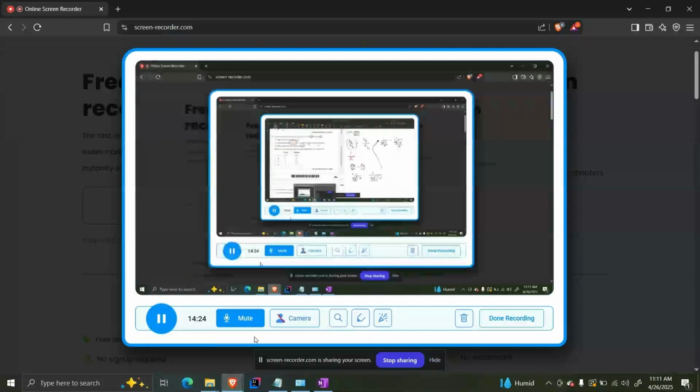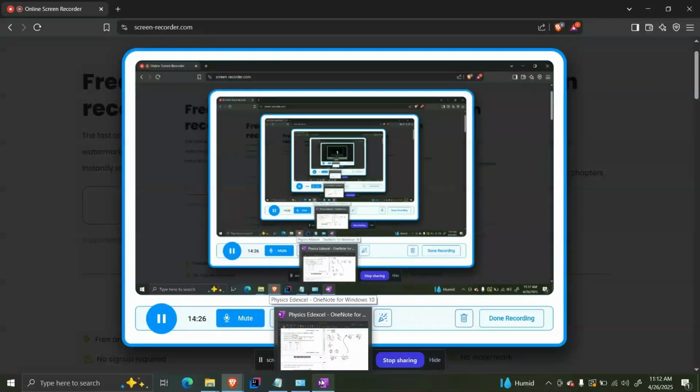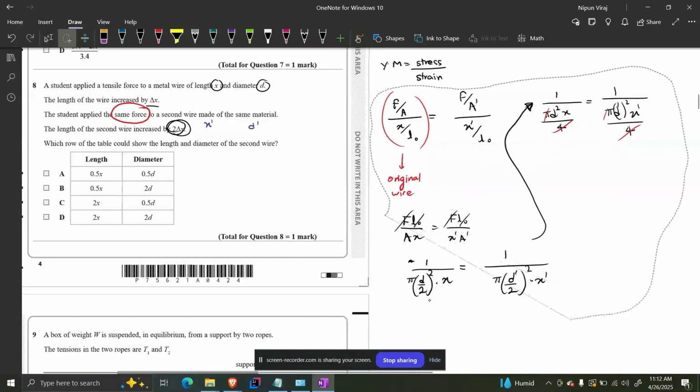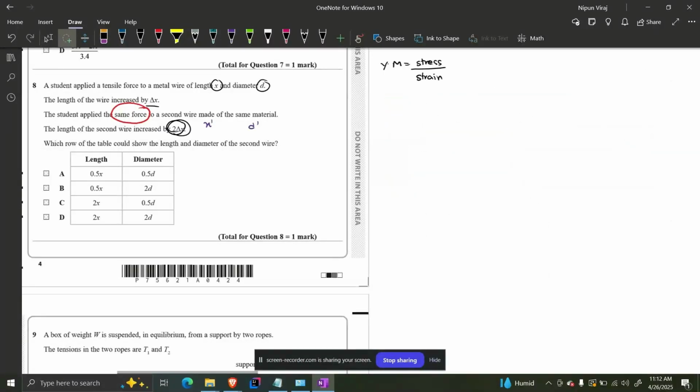So wait a minute. I have made a small mistake, right? Actually, in the second wire, the length is 2 times delta x. So that is a mistake I have made. Let's correct that. In the first wire, the extension was delta x, right? The initial length is x, and they are also asking about the initial length. I thought they were asking about the extension, so that's a small mistake.